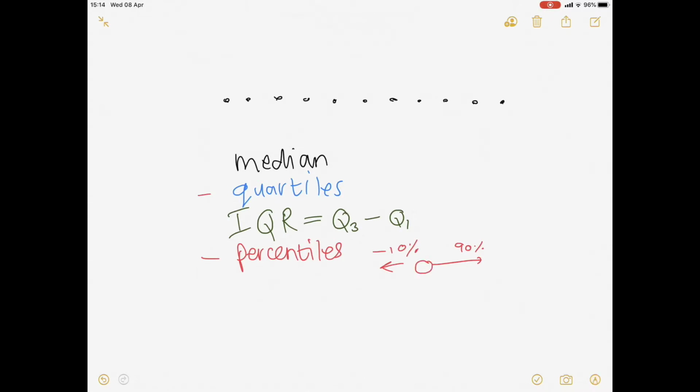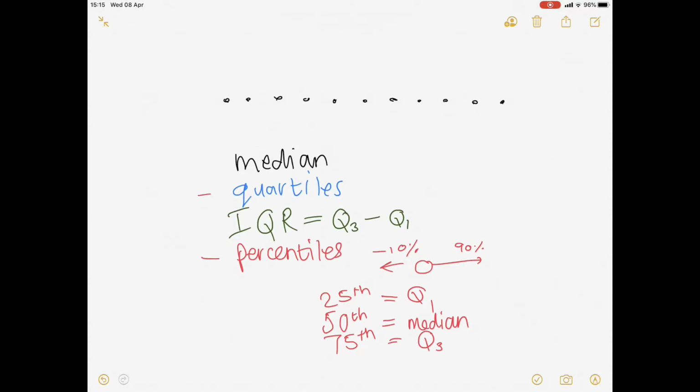Your 25th percentile is none other than your first quartile, because that represents 25% of your data set to the left of it and 75% to the right. Your 50th percentile is your median, meaning 50% of your data lies below the median and 50% lies above. Your 75th percentile is also your third quartile.